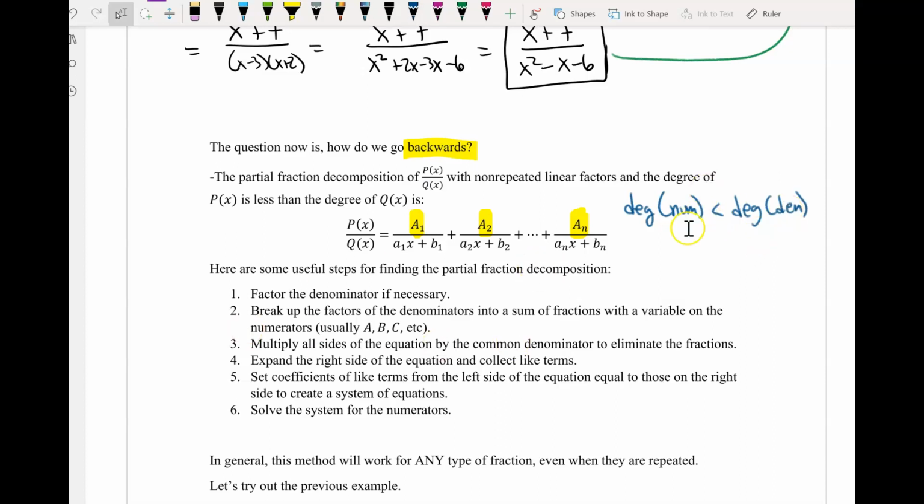Okay, so if we do have that, we can go ahead and separate it in this fashion. Now, what happens if the degree of our numerator is greater than or equal to the degree of the denominator? Well, in that case, we will use long division to make it a little smaller, and then use partial fraction decomposition on the leftover terms. So let's not worry so much about long division just yet.